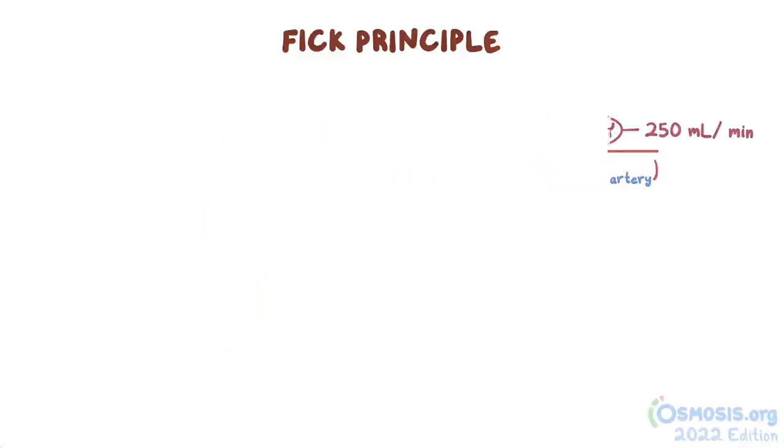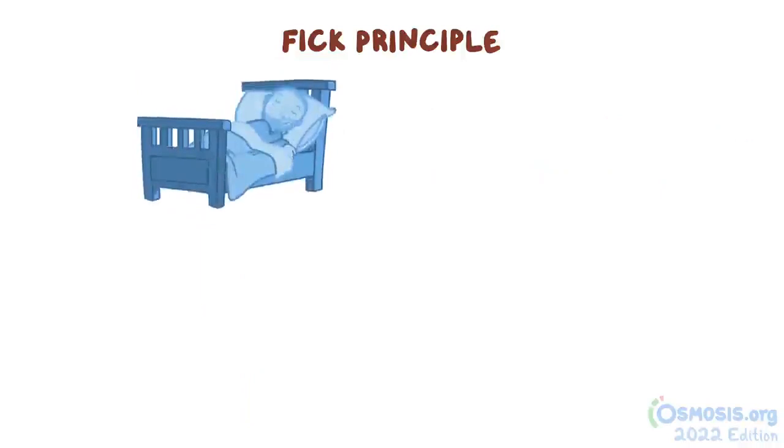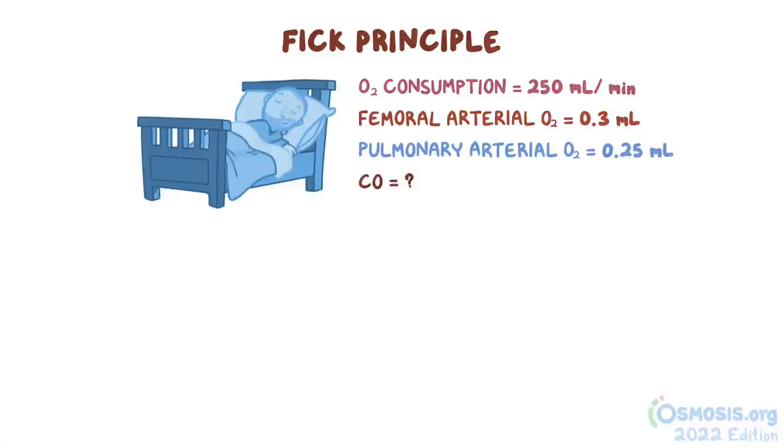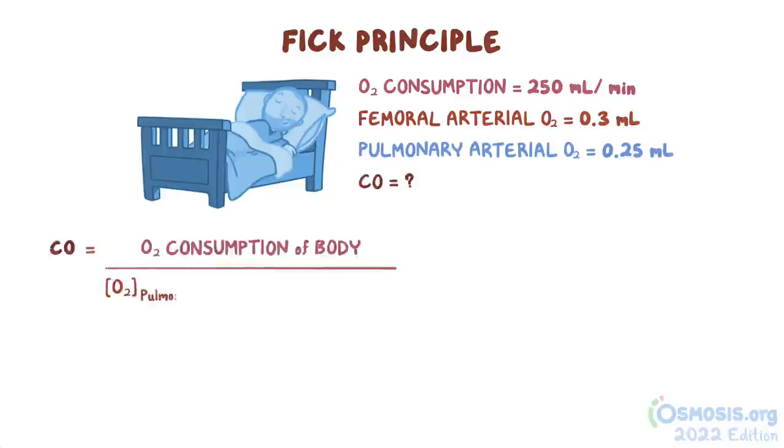Let's work through the problem together and calculate the cardiac output for a man lying in bed. This person has an oxygen consumption of 250 milliliters per minute, a femoral arterial oxygen content of 0.3 milliliters, and a pulmonary arterial oxygen content of 0.25 milliliters. What is his cardiac output? So remember, cardiac output equals oxygen consumption of the body divided by the oxygen concentration of the pulmonary vein minus the oxygen concentration of the pulmonary artery.